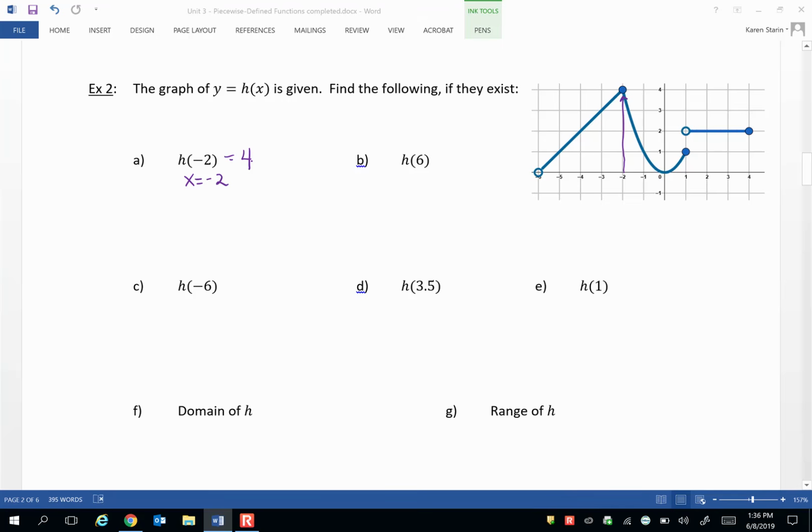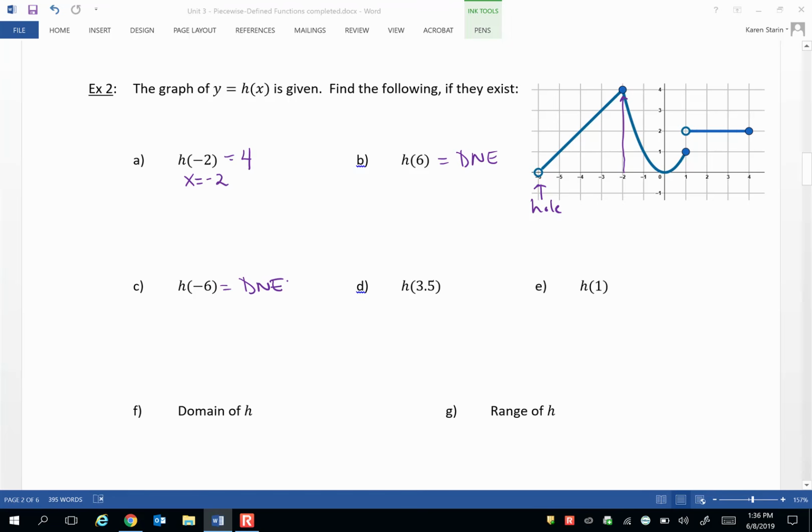Part B, h of 6. Well, h of 6, this function ends at x equals 4, so this does not exist. h of negative 6. Well, once again, this function does not begin until a little bit to the right of negative 6 because there's a hole there. So this also does not exist.